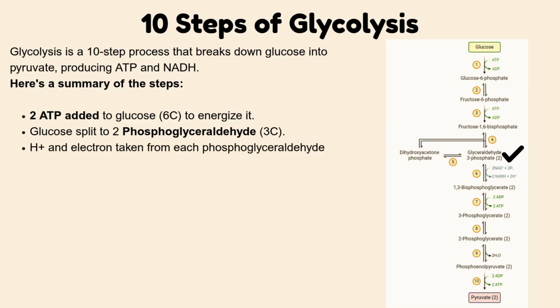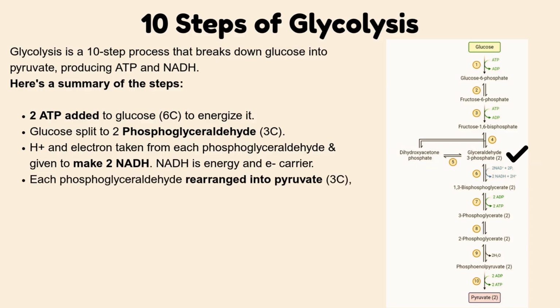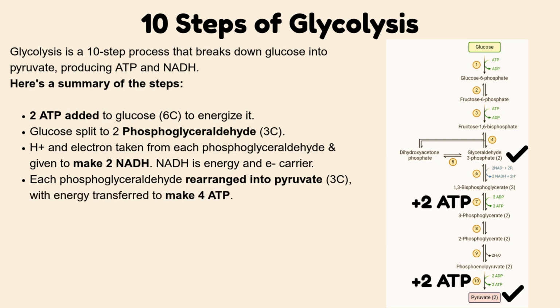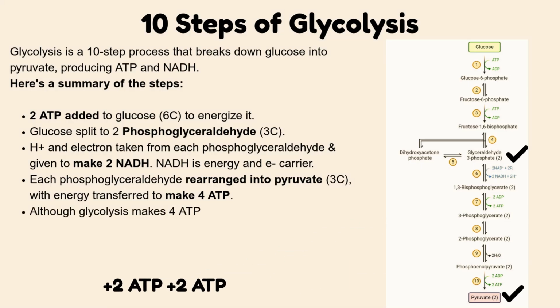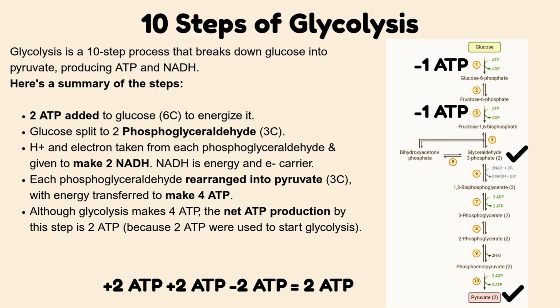H plus an electron are taken from each phosphoglyceraldehyde and given to make 2 NADH. NADH is an energy and electron carrier. Each phosphoglyceraldehyde is rearranged into pyruvate, with energy transferred to make 4 ATP. Although glycolysis makes 4 ATP, the net ATP production is 2 ATP. Because 2 ATP were used to start glycolysis, the 2 net ATP are available for use by the cell.